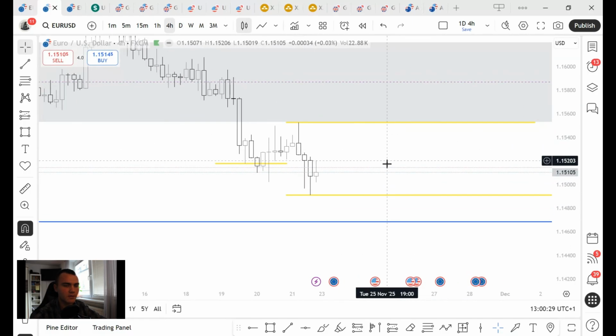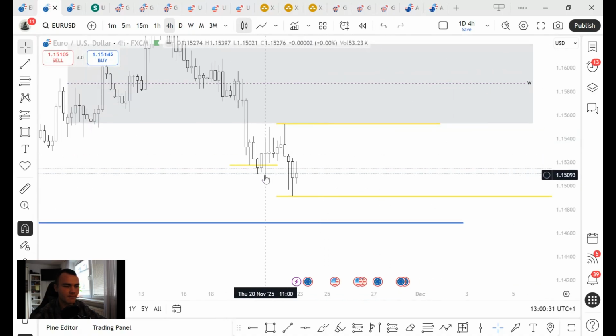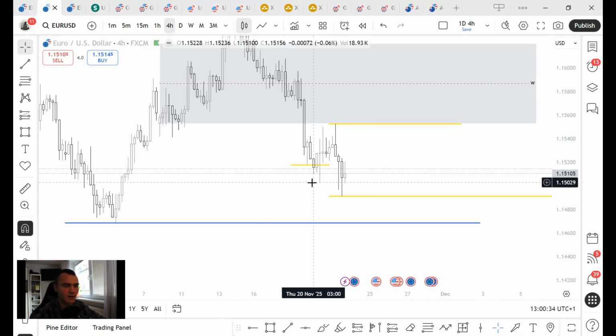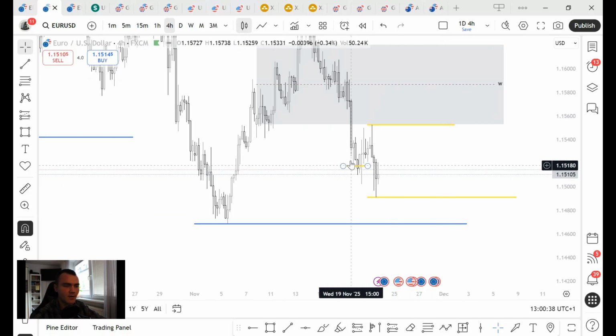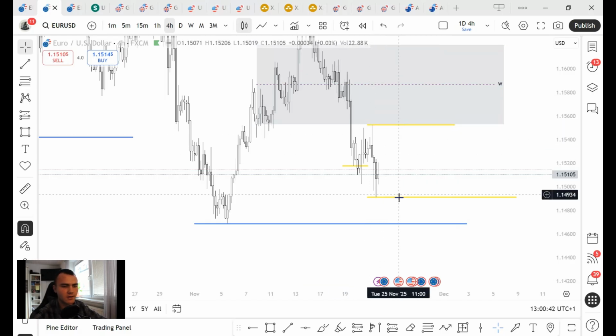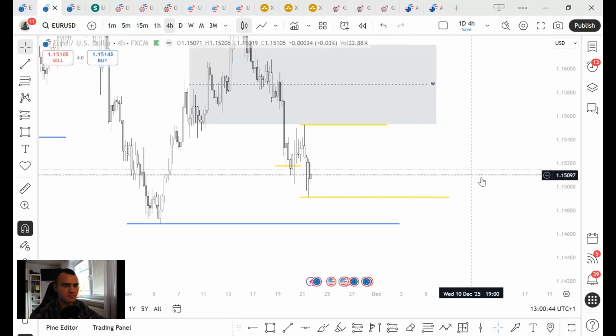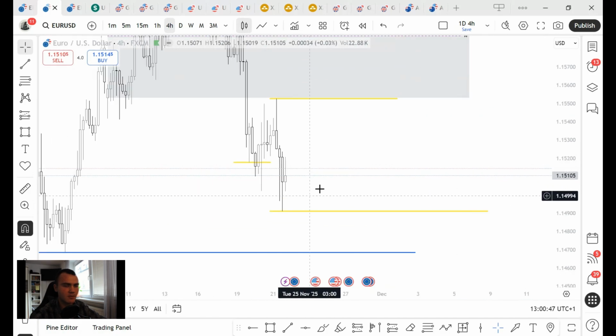Well, now things get a little bit messy. When you look at the 4 hour internal, it's not so clear. So anyway, until this high is broken, we are still bearish. But right now, we are in deep discount.